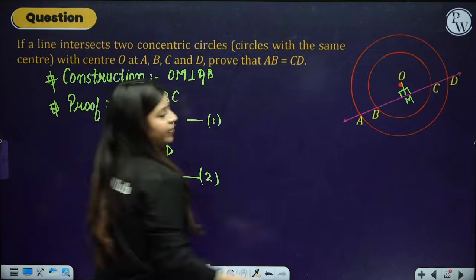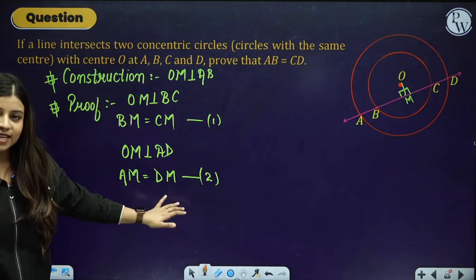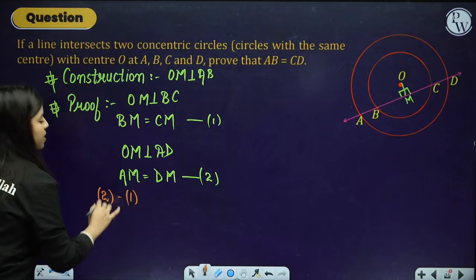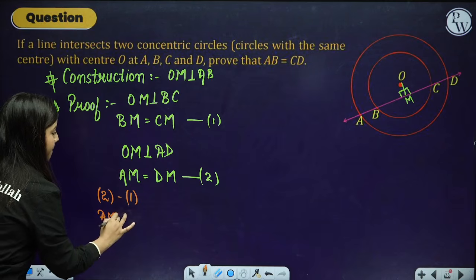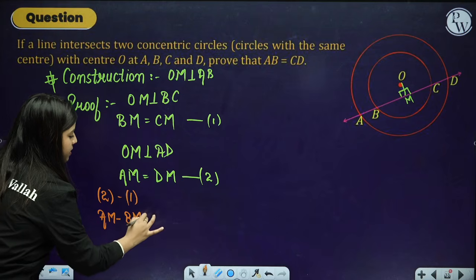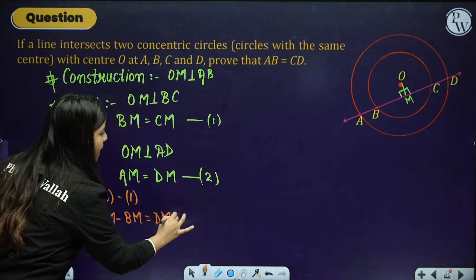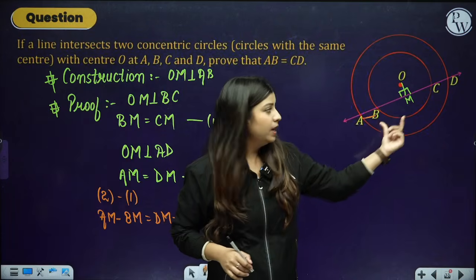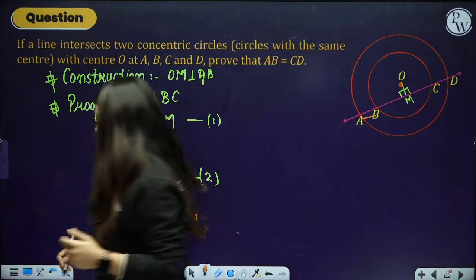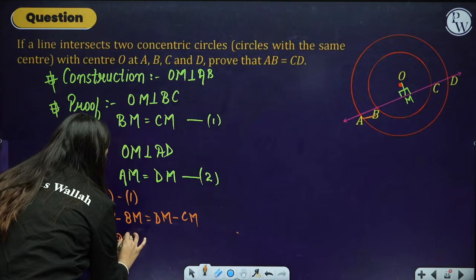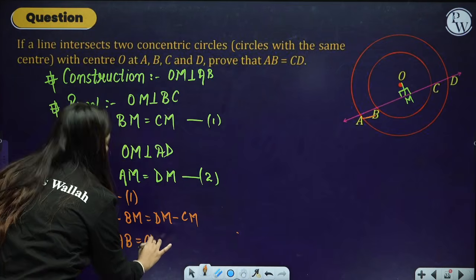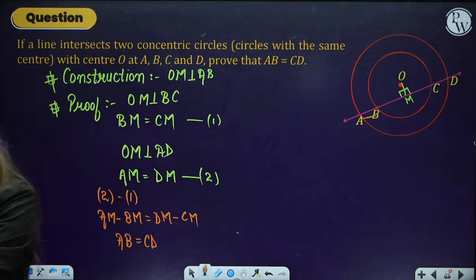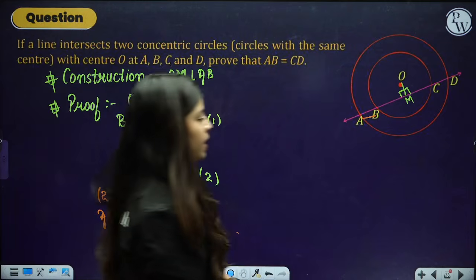Now, we have to do nothing, just subtract the first equation from the second equation. When we subtract, we get AM minus BM is equivalent to DM minus CM. Now, see, AM minus BM is AB, DM minus CM is CD. So, what we get from here is that AB is equivalent to CD and this is what we had to prove in the very first part. So, this is how we prove it.